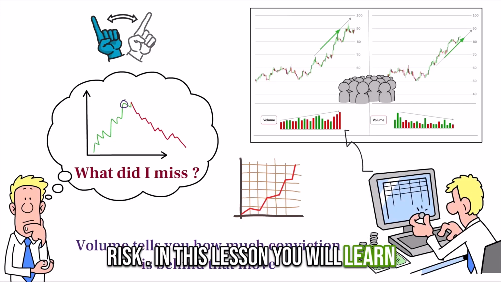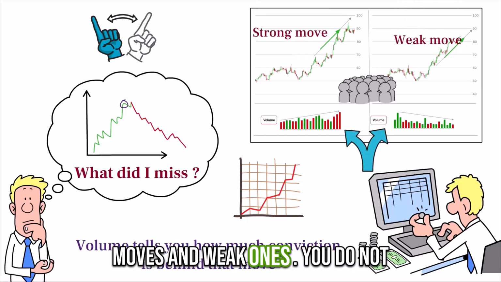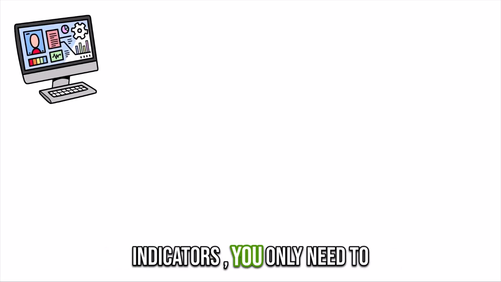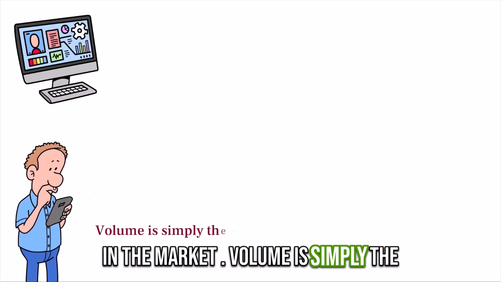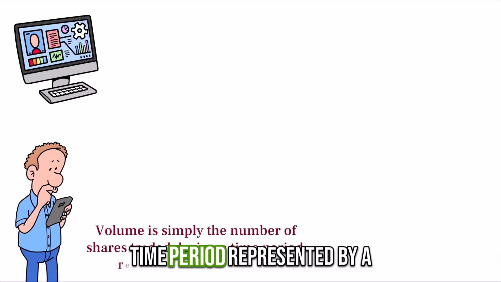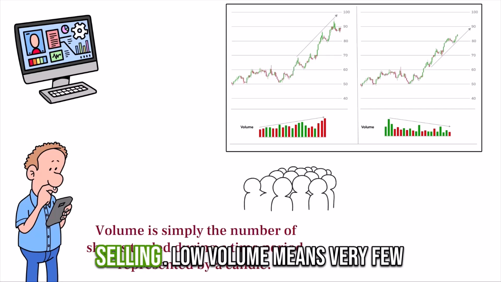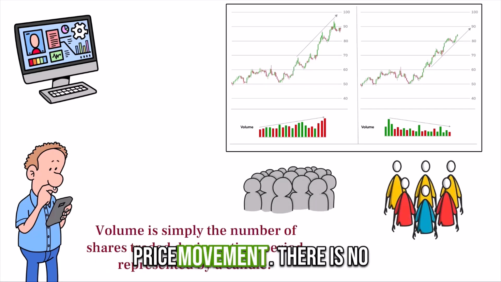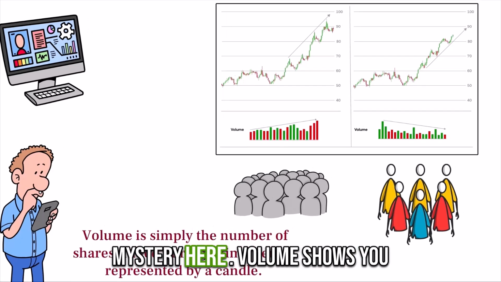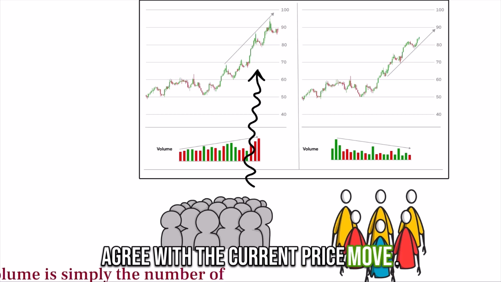In this lesson, you will learn how Chart Whisperer uses volume to tell the difference between strong moves and weak ones. You do not need complicated tools and special indicators. You only need to understand how participation works in the market. Volume is simply the number of shares traded during a time period represented by a candle. High volume means many traders are currently buying and selling. Low volume means very few traders are engaging with that price movement. There is no mystery here. Volume shows you how many market participants agree with the current price move.